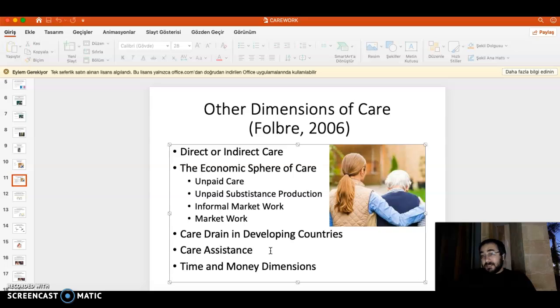Another point is care assistance. According to the UN, at least for children, being cared for is one of the children's rights. And governments, to some extent, in different countries are providing assistance. But in order to provide assistance, and that's Nancy Folbre's point, the full dimensions of care should be taken into account. And usually when those full dimensions are calculated, the assistance provided is limited, according to Nancy Folbre.